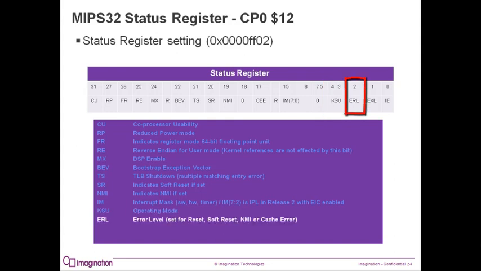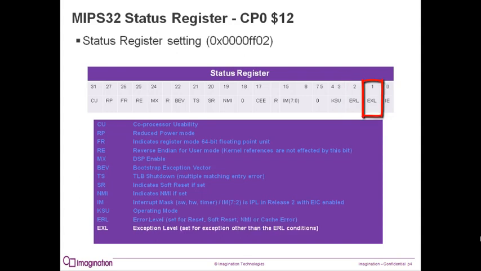The error exception mode ERL bit 2 is set by the CPU at power up, NMI, or cache exception. It should be cleared. The regular exception mode EXL bit 1 should be set to keep us in kernel mode. And last, the interrupt enable bit, bit 0, should be cleared to disable interrupts and left to the OS to set when it has initialized its drivers and is ready to accept interrupts.